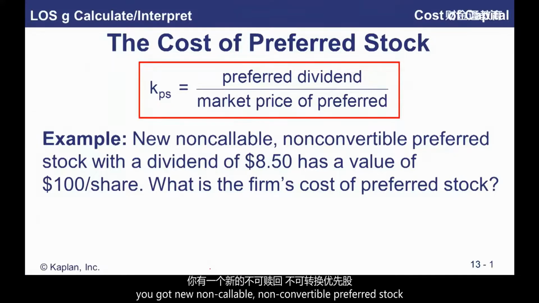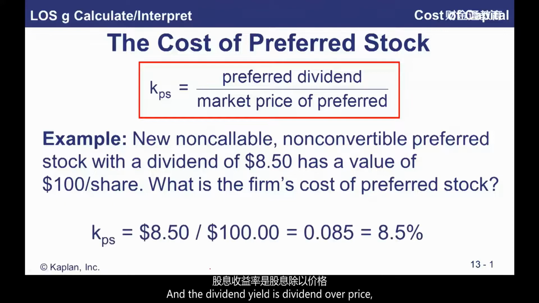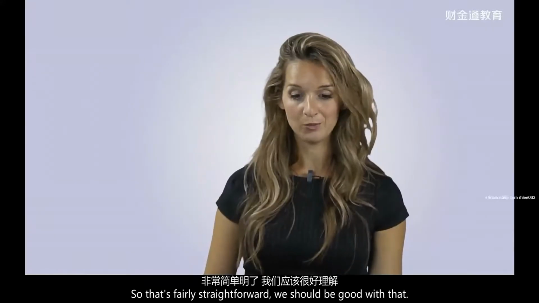You've got a new non-callable, non-convertible preferred stock with a dividend of $8.50 and it has a value of $100 per share. What is the firm's cost of the preferred stock? Well, it's just the return that the investor requires, which is the dividend yield. And the dividend yield is dividend over price, so $8.50 divided by the 100, you get 8.5%. So that's fairly straightforward. We should be good with that.